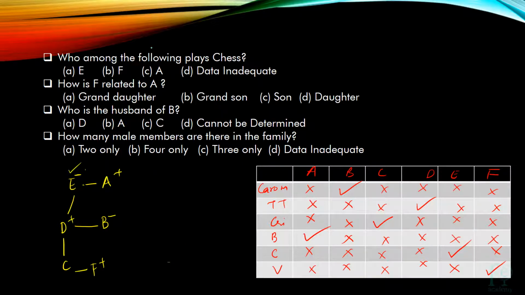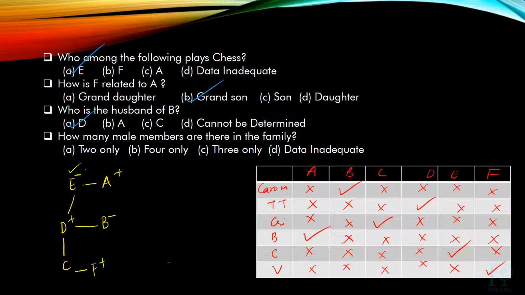Now let's go to the given questions. Who among the following plays chess? So here you can see that chess is played by E. So our answer is E. Now how is F related to A? F is the grandson of A. Who is the husband of B? D is the husband of B.